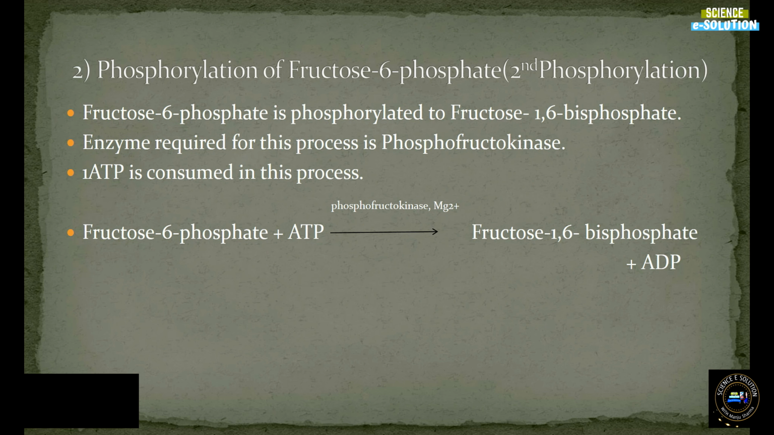The next point is phosphorylation of fructose 6-phosphate, which is also the second phosphorylation. So after fructose 6-phosphate is phosphorylated, it forms fructose 1,6-bisphosphate. The enzyme required for this process is phosphofructokinase. One ATP is also consumed in this process. So fructose 6-phosphate plus ATP, in the presence of the enzyme phosphofructokinase and magnesium ions, form fructose 1,6-bisphosphate and ADP is released.